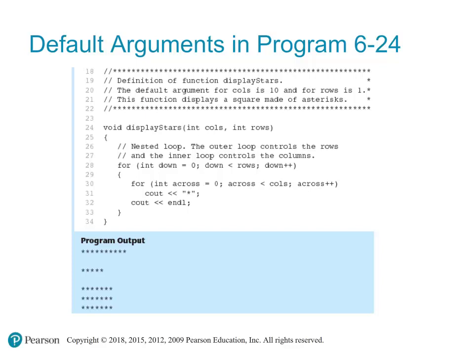Inside the inner loop, an asterisk is printed for each column in the current row. After each row is printed, a newline character is added. So this function uses default arguments to provide flexibility in how it is called. Nested loops are used to control the display of asterisks based on the arguments provided or their default values.